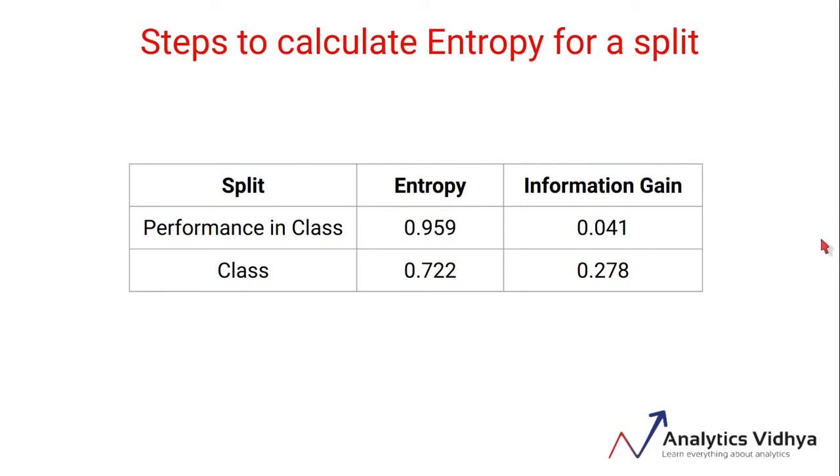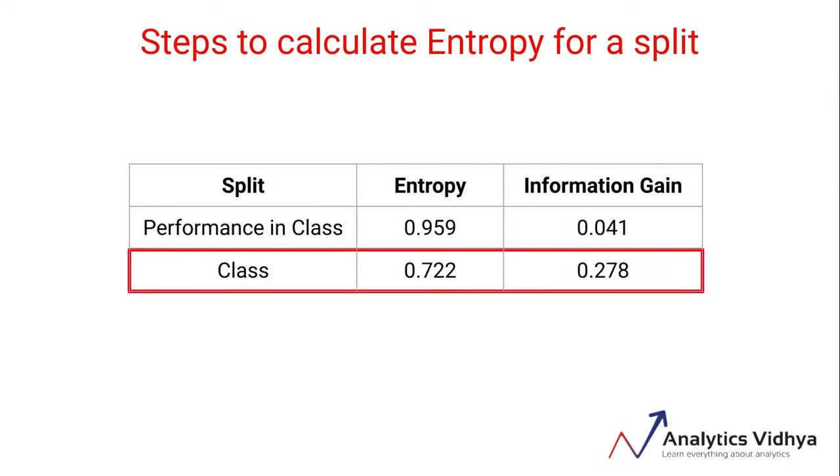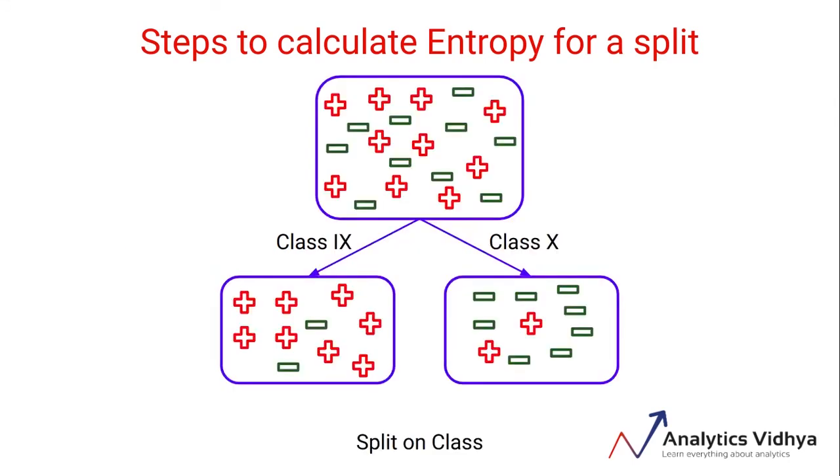Information gain is calculated as 1 minus entropy. Remember the formula we saw earlier? And these are the values we get when we use that formula. For the performance in class variable, information gain is 0.041 and for the class variable it's 0.278. Lesser the entropy or higher information gain lead to more homogeneity or the purity of the node. And hence, split on the class variable will produce more pure nodes. This is how we can make use of entropy or information gain to decide the best split.